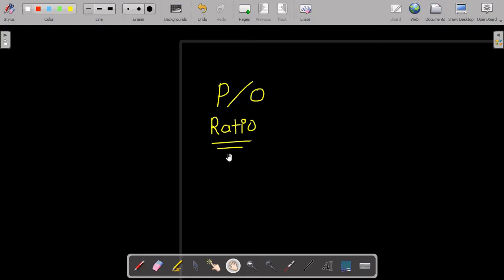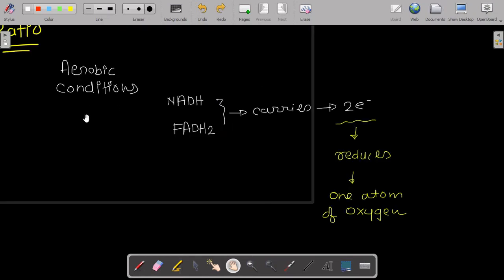PO ratio. Let's talk about it. Now, under aerobic conditions, NADH or FADH2 carries 2 electrons, and these 2 electrons reduce 1 atom of oxygen.